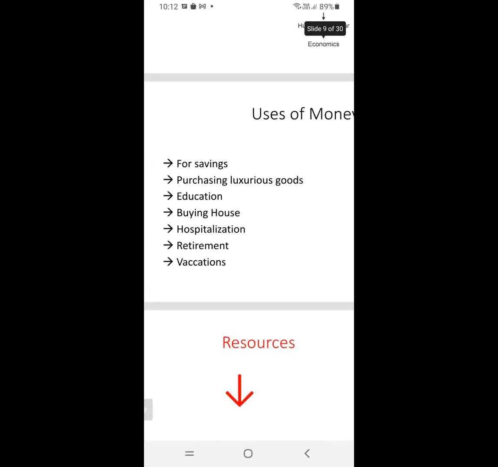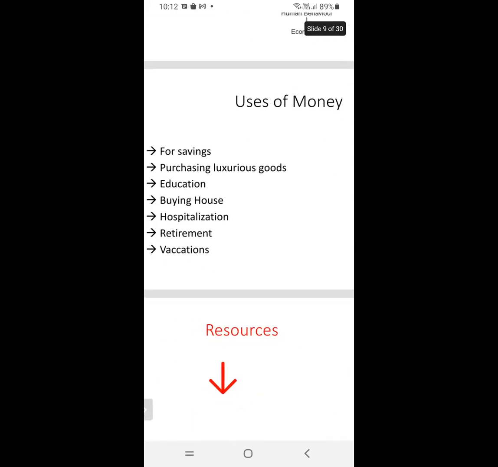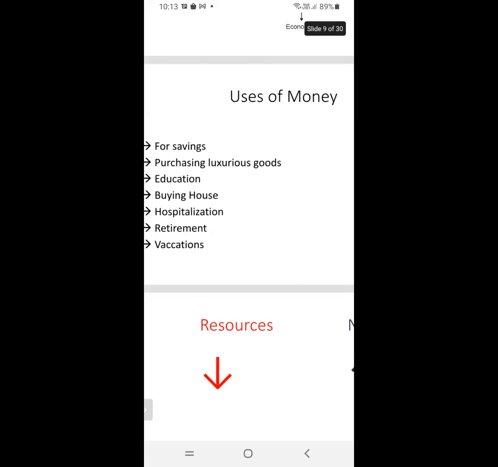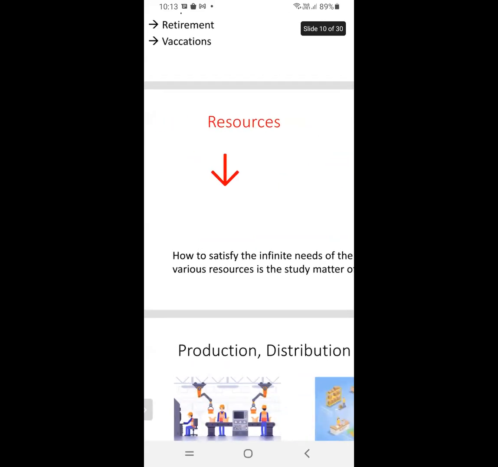Uses of money. So how can we use our money in a wise way? For savings, purchasing luxurious goods, education, buying a house, hospitalization, retirement, vacation, which is very necessary. We have to give the criteria first, for savings or anything. Buying luxurious goods, I think it is not so important. So which one is the most important? We give the preference for that.